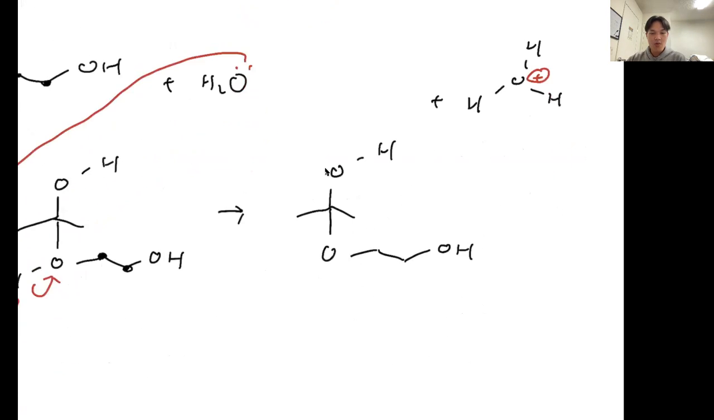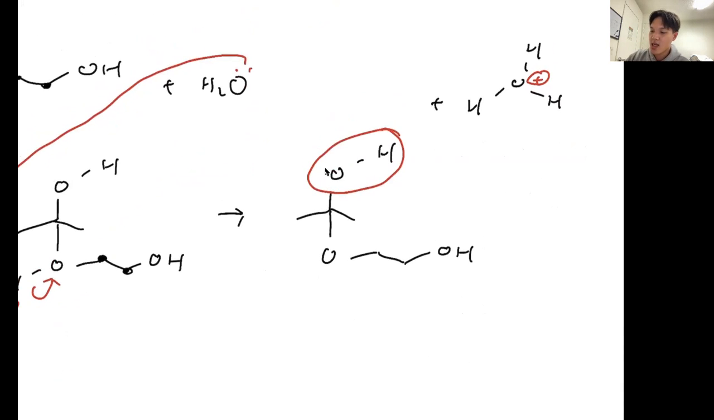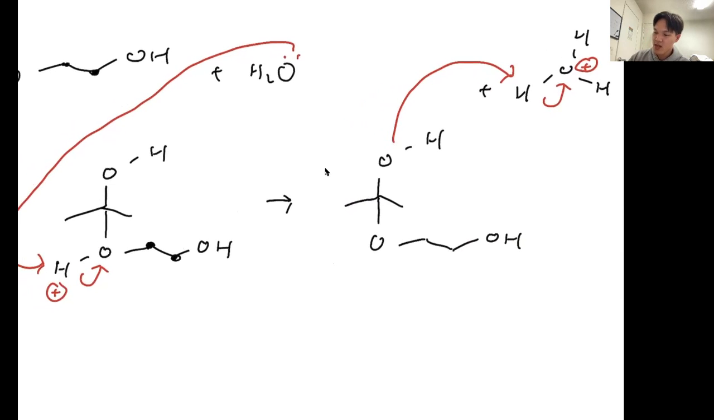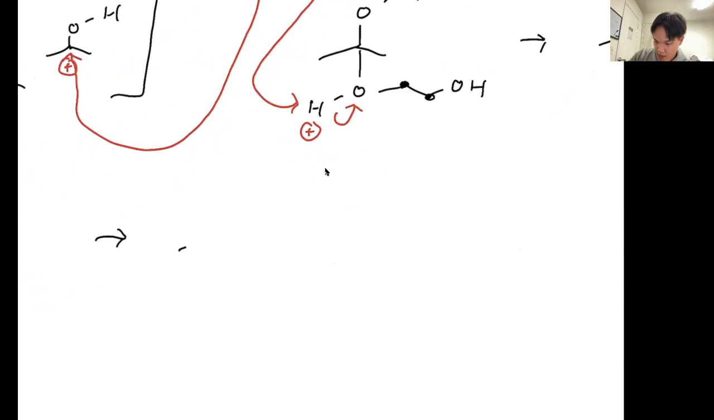So if you see where I'm going with this, it's gonna happen again, where now this oxygen is going to take this acidic hydrogen here, right? This one can take it too. It doesn't matter. I just find this one to be a little bit easier because it's on the same carbon. And when it takes that, it becomes a good leaving group, so I can leave.